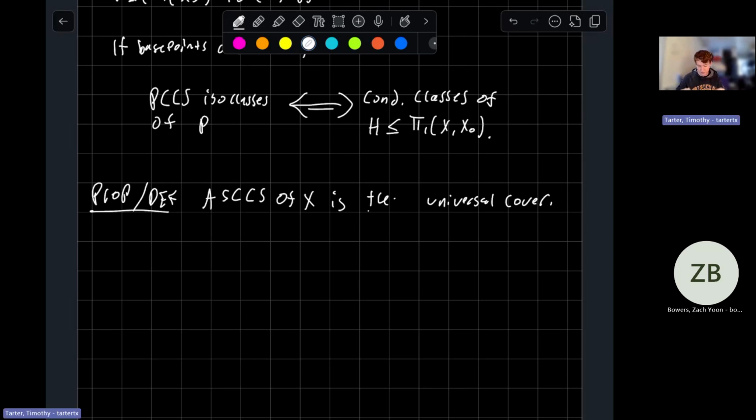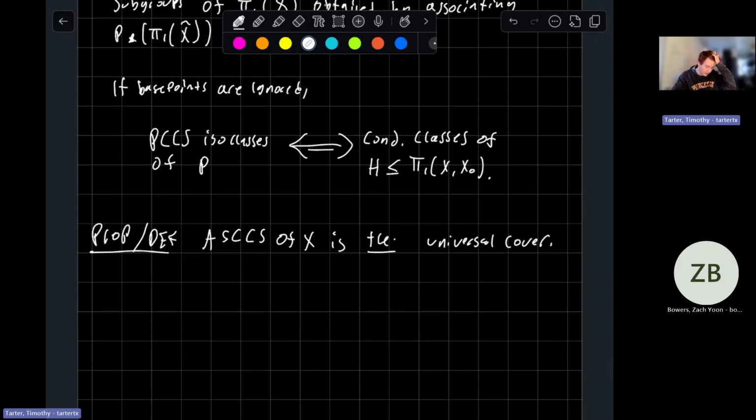Cool. Okay, that's all I can do today. I can't do any more. We'll start up next time with representing covering spaces by permutations, and then we will get into deck transformations and group actions.